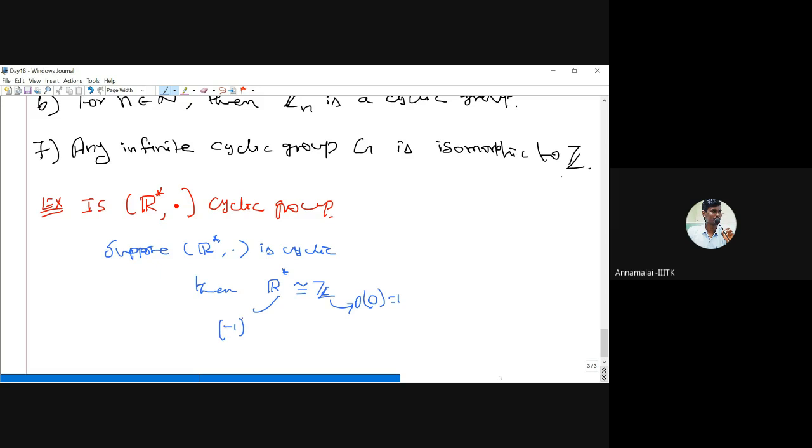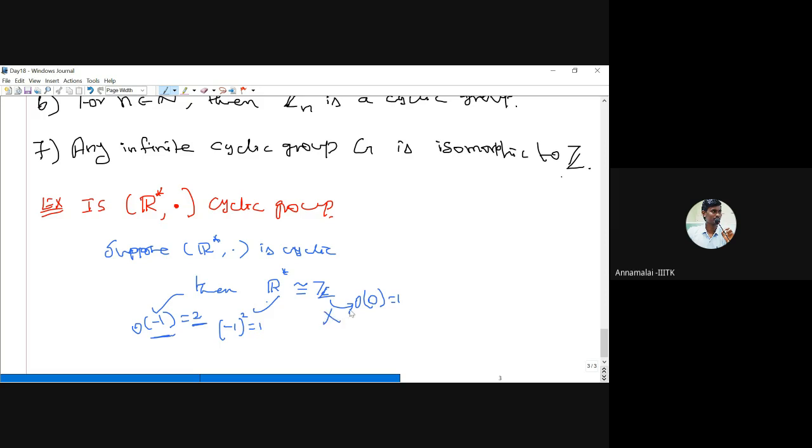So -1 squared is 1. Therefore, the order of -1 should be 2, because the power of -1 that gives 1 is 2. Therefore, the order of the element -1 is 2. Therefore, this R star contains an element whose order is 2. But Z does not contain any element whose order is 2.